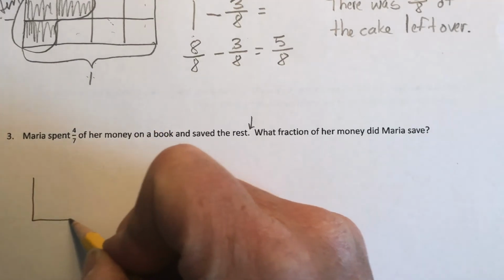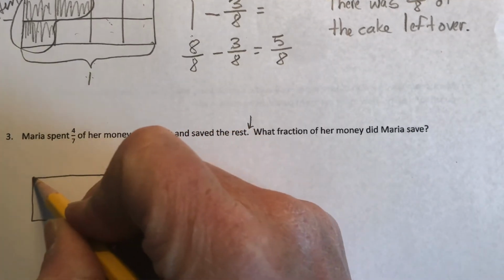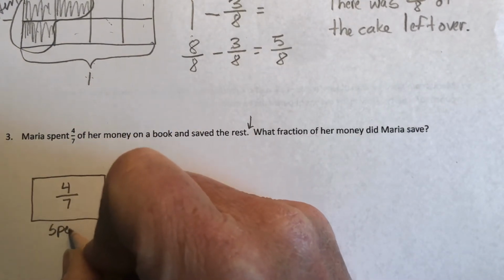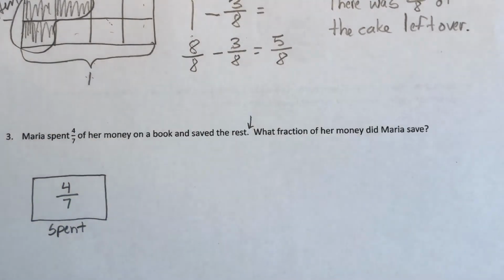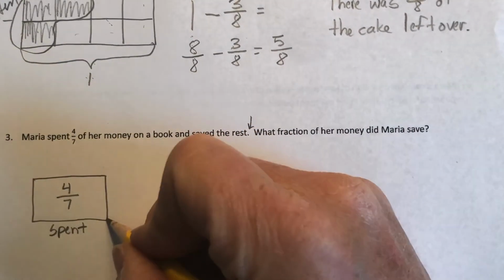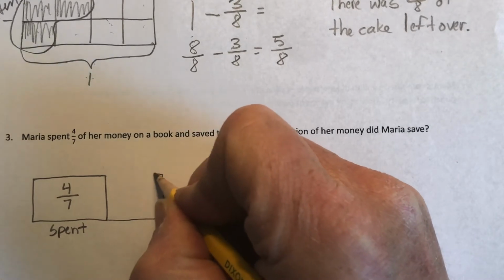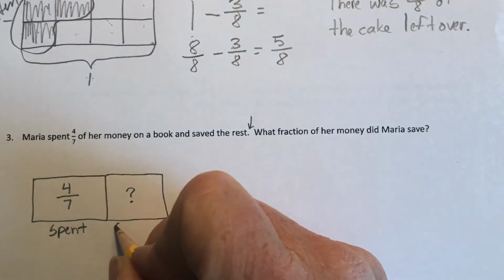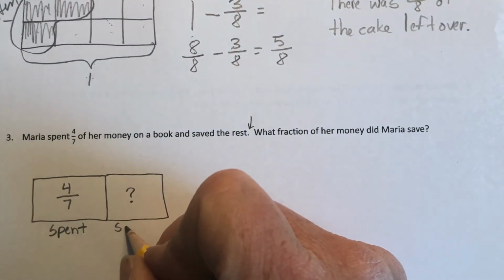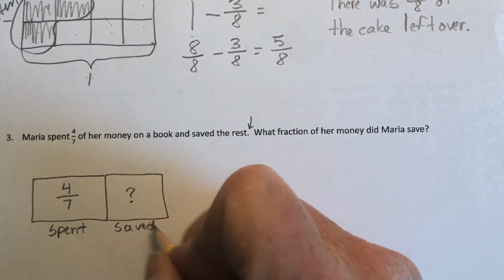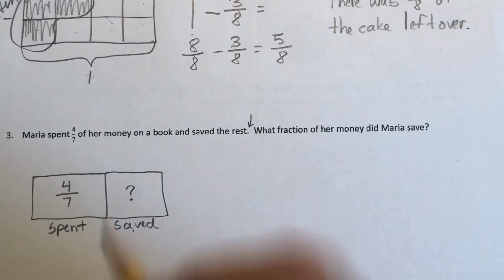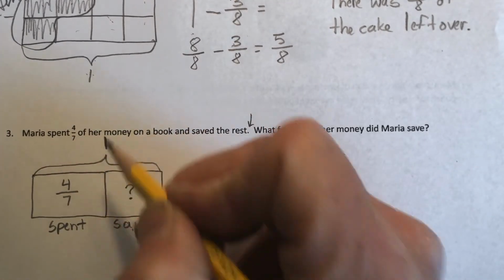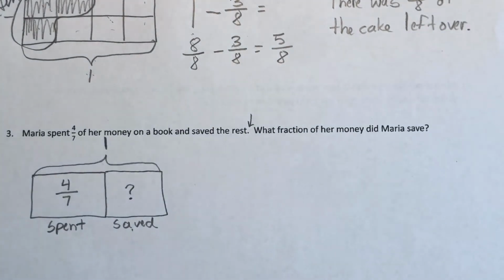I'm going to draw a rectangle here and show how much she spent. Okay, she spent 4/7 of her money, right? And I'm going to write that down here. She spent that much. Okay, now she has some money left over, doesn't she? We just don't know how much. This is how much she saved. That's my question mark, right? And I'm going to label this little part of my tape diagram as saved. Okay, so that's how much she spent. That's how much she saved. And up here is how much she had total to start with. That was my whole thing. All right, 1. Okay, good.